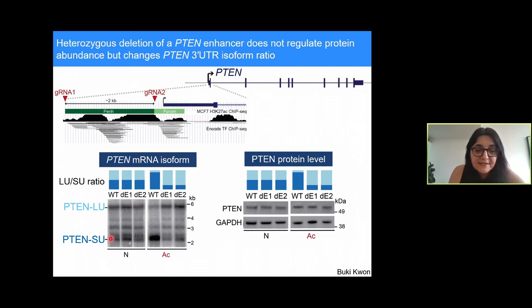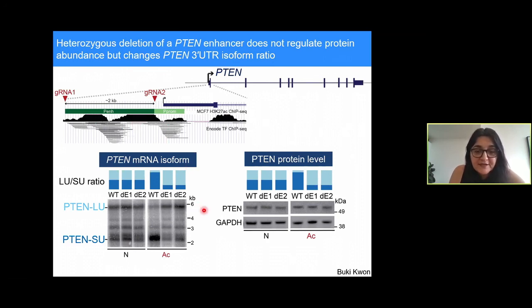You can see here on this northern blot that P10 actually makes a short and a long 3' UTR isoform. But you can see also that in the enhancer deletion mutants, where we have two, mRNA levels were actually not affected. And also the 3' UTR ratio was not affected. So there was no effect when we deleted this enhancer in a heterozygous manner.